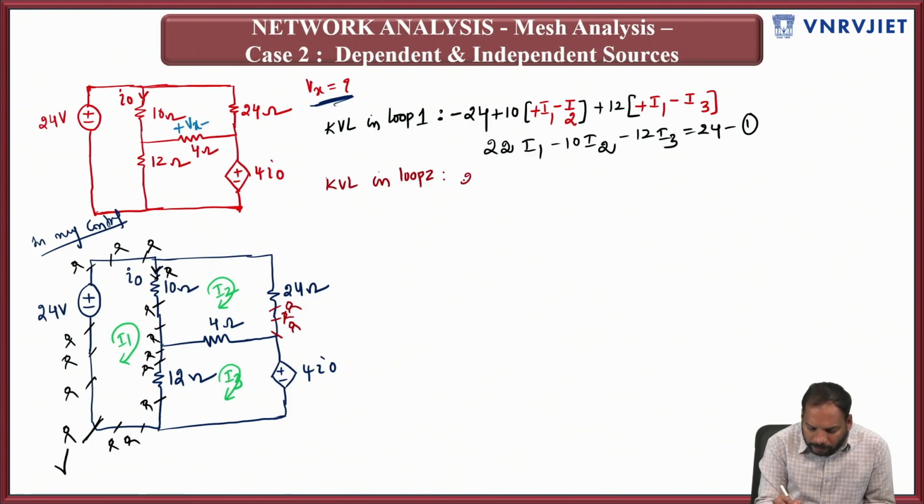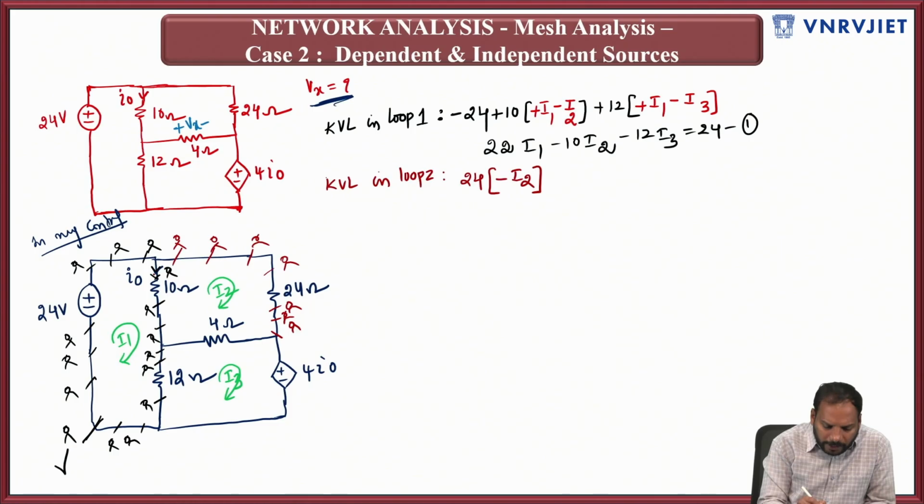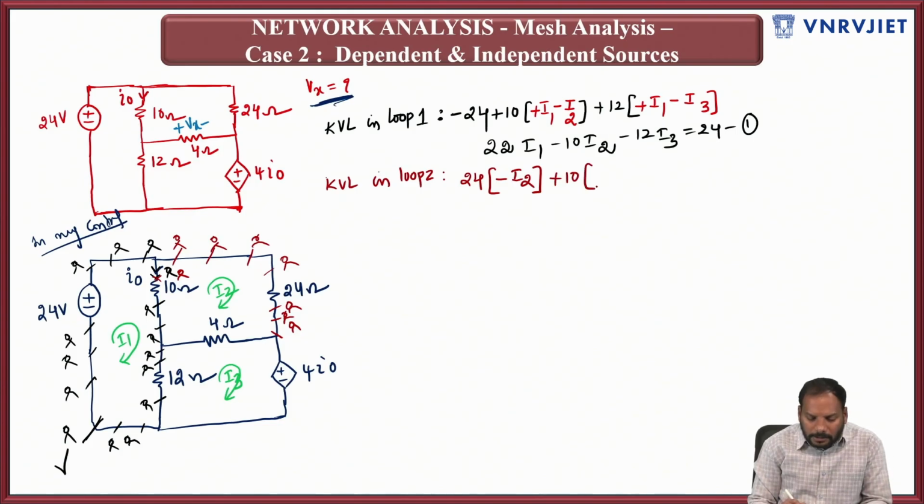The drop across 24 is 24 into... the current I2 is coming opposite to you, so that means it is your enemy. So it is minus I2. Then you are ahead of the 10 ohms. So this is plus 10 into, check the currents. Current I1 is with you, but current I2 is coming opposite to you. So I1 is your friend and I2 is your enemy.